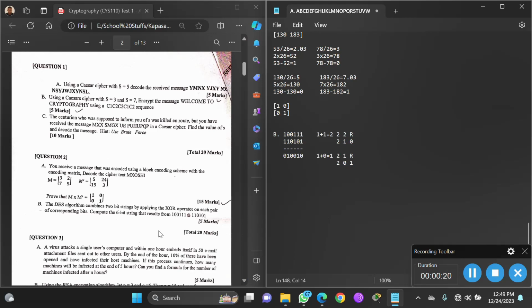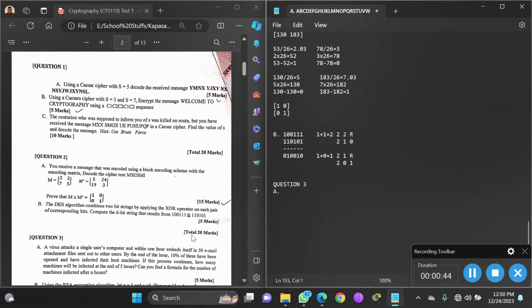So question 3 reads, a virus attacks a single user's computer and within 1 hour embeds itself in 50 email attachment files sent out to other users. So using that information, let's start analyzing this question.